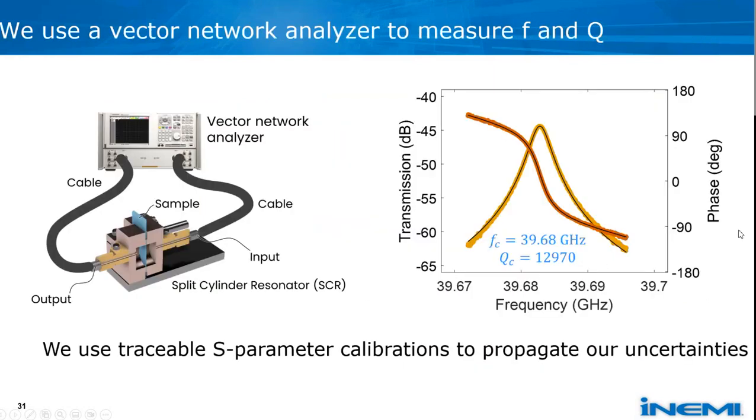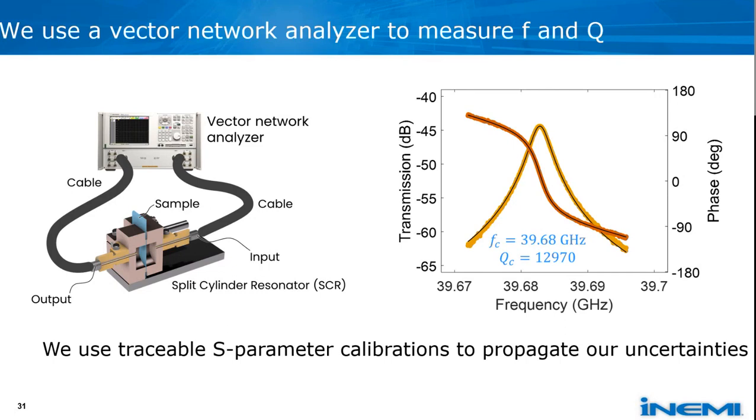For the microwave measurements, we use a vector network analyzer to measure the resonance frequency and the quality factor. You can imagine it's a bit more complicated than that, but not too much more complicated. We take one of these resonators and connect it to our vector network analyzer, and we measure the resonance frequency and the quality factor from the S parameters that we fit to just some known functional form.